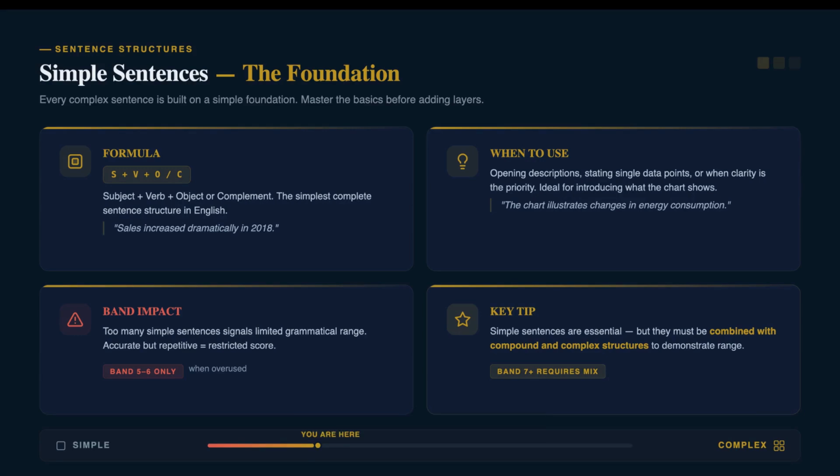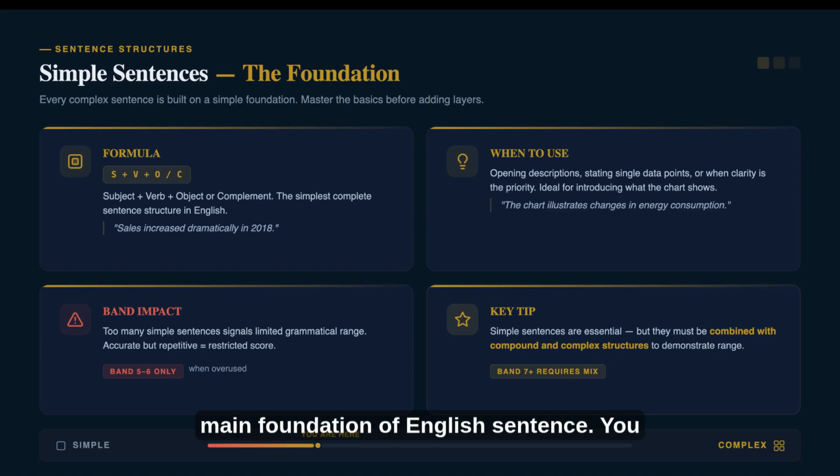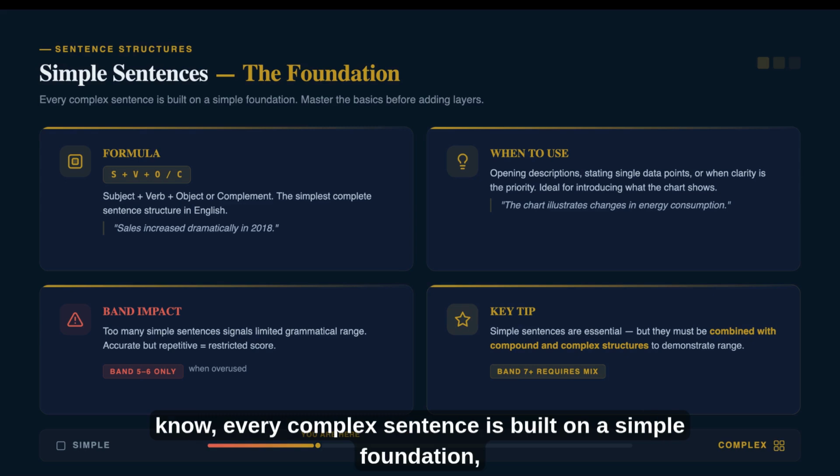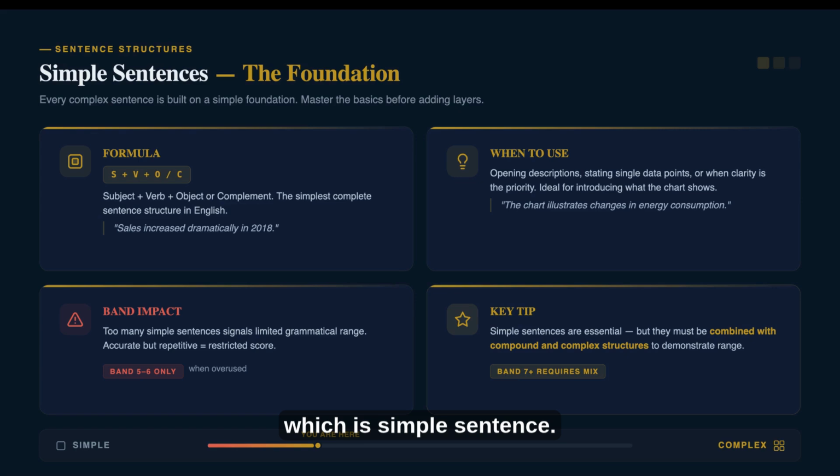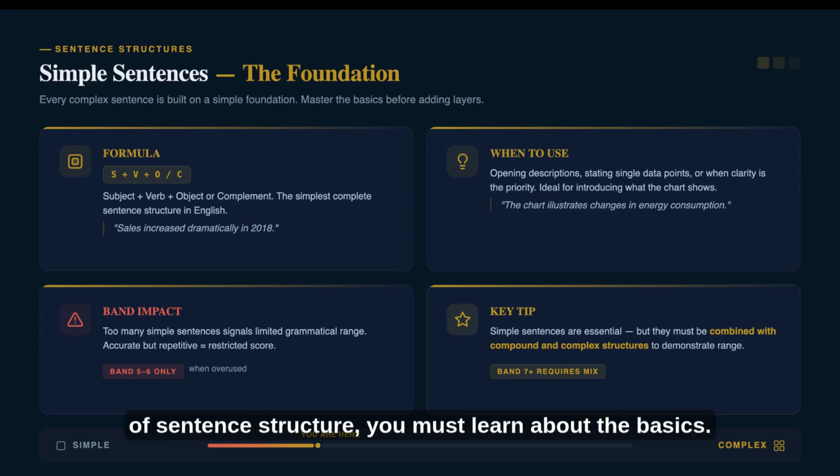Okay, let's get started. So, a simple sentence is actually the main foundation of English sentence. Every complex sentence is built on a simple foundation, which is simple sentence. So, in order to master the more complex and more sophisticated layer of sentence structure, you must learn about the basic.